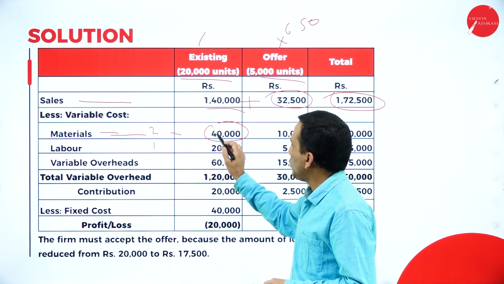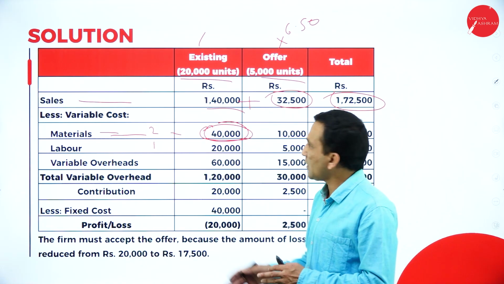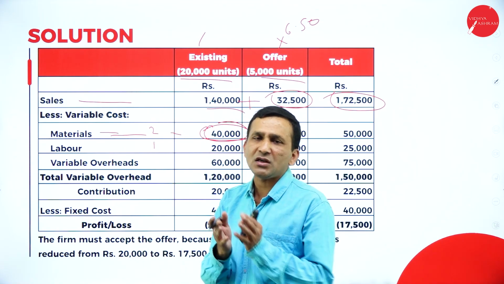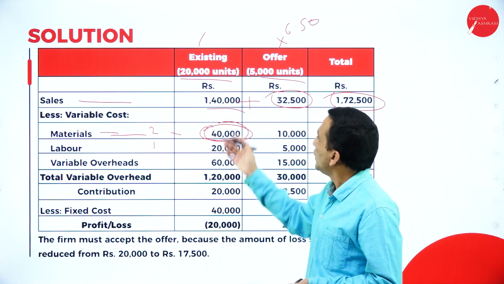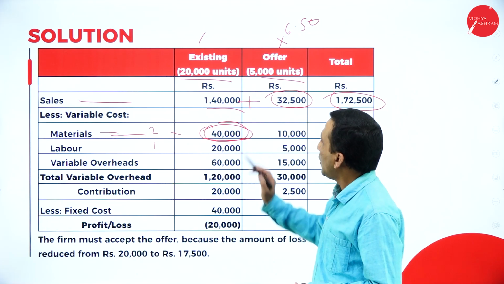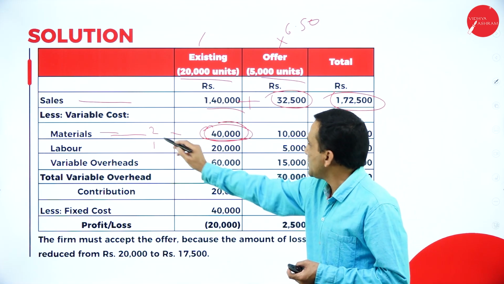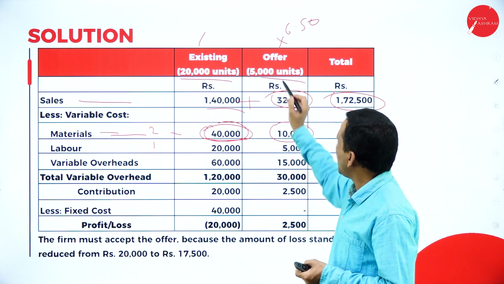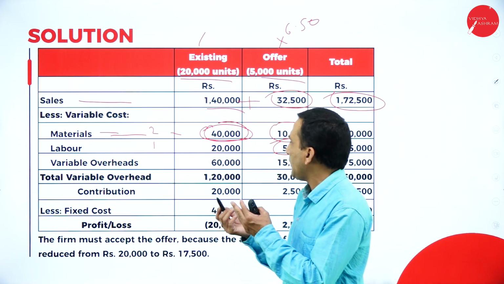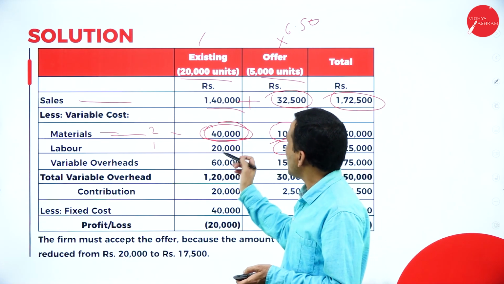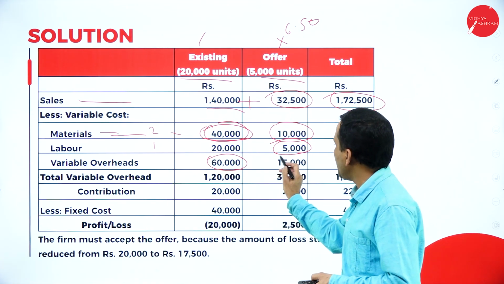Now 20,000 into 2 gives a material cost of 40,000. We are writing in value basis; if you want, you can add one more column for cost per unit. I am multiplying 20,000 into 2 and 20,000 into 1, which is 20,000. The same rates apply to the 5,000: 5,000 into 2 rupees is 10,000 material cost, and 5,000 into 1 rupee is 5,000 labor cost. Variable overheads: 20,000 into 3 rupees is 60,000, and 5,000 into 3 rupees is 15,000.